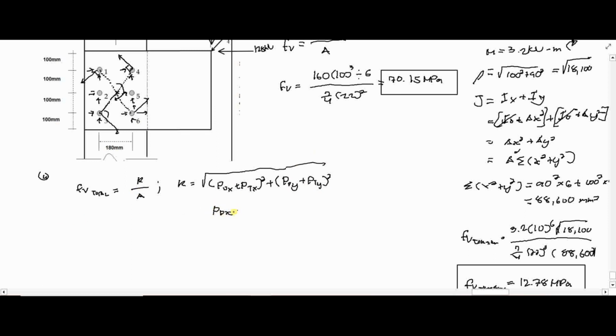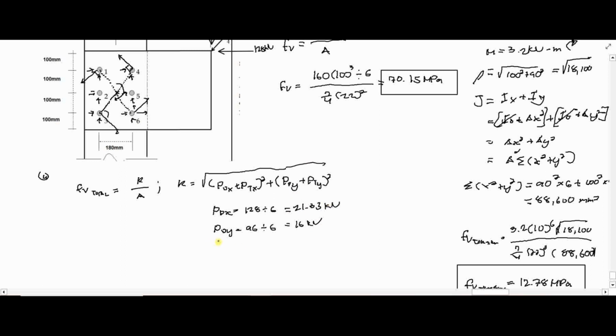PDX is 128 divided by 6. PDY is 96 divided by 6. Okay, so we have values for these: 21.3 kilonewton and 16 kilonewton.